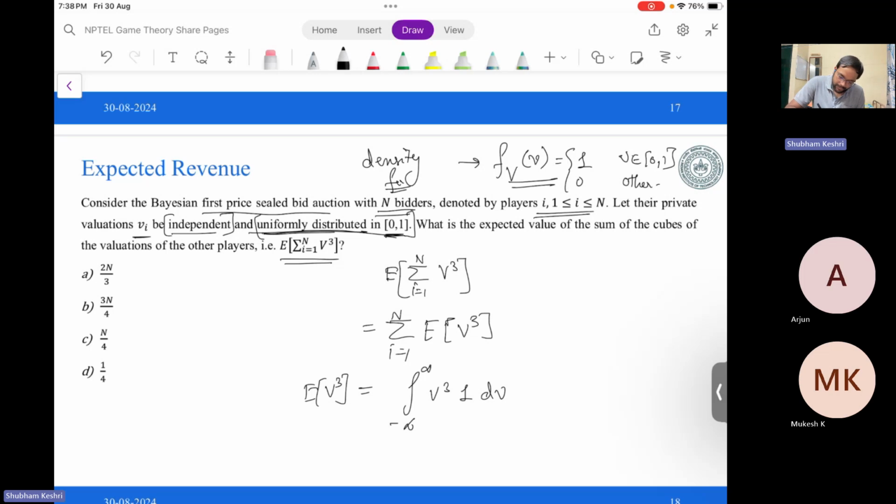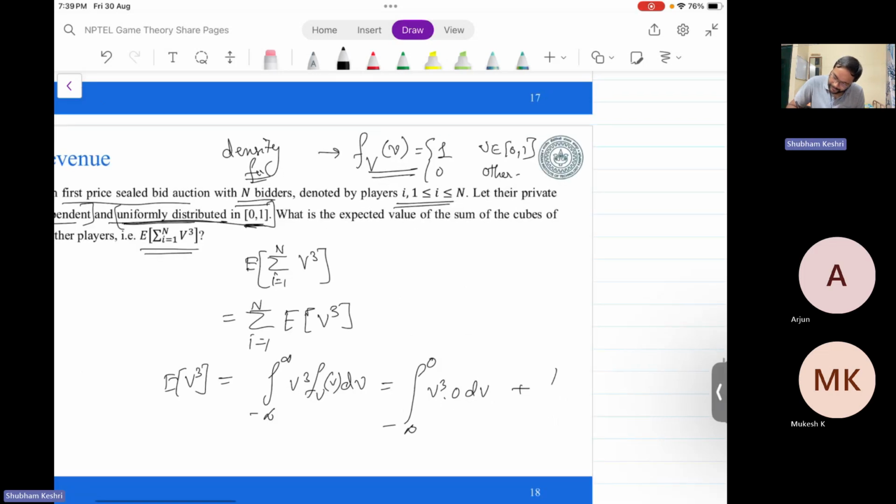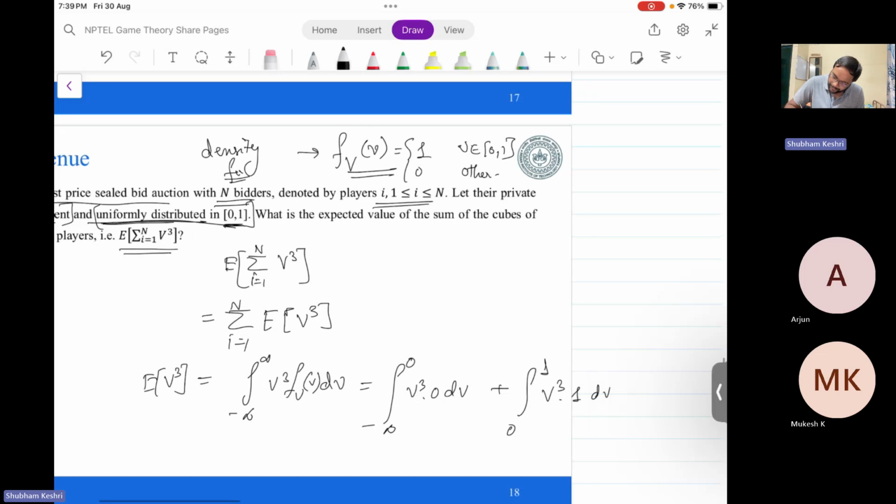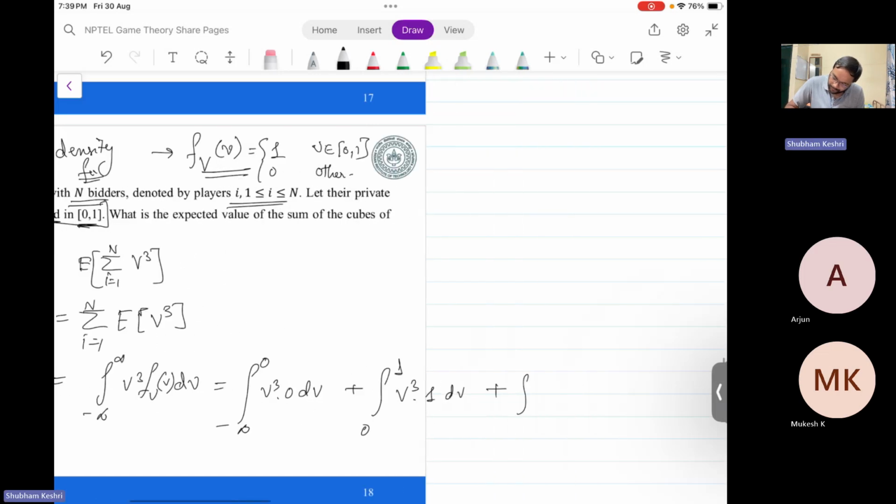I have just written it not correctly. It will not be 1 for all values; it will be 1 for 0, 1. So over here I will write f v of v as the integral from minus infinity to 0 of v cube times 0 dv, plus the integral from 0 to 1 of v cube times 1 dv, plus the integral from 1 to infinity of v cube times 0 dv. All right.